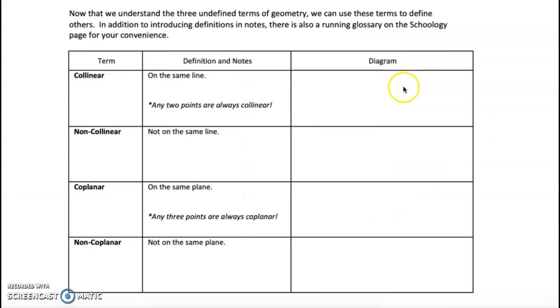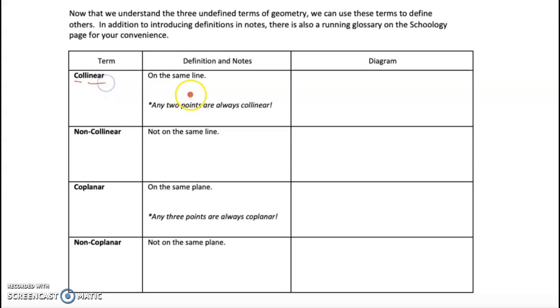All right. So now that we understand the 3 undefined terms of geometry, we can use these terms to define others. So in addition, this is really important. In addition to me introducing definitions in your notes, I'm also going to keep a running glossary on our Schoology page so that you can always go back, because the book's glossary really stinks. It doesn't do a good job of giving you good definitions. So we'll keep a running glossary on Schoology so you can go back and get definitions if you forget the definition of a word.